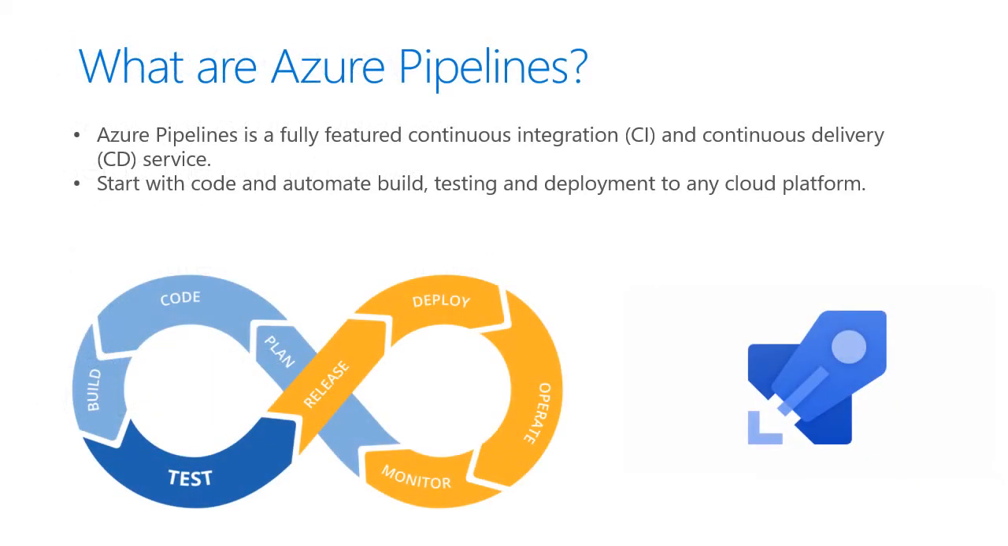What are Azure pipelines? Azure pipelines are fully featured continuous integration and continuous delivery, otherwise known as CI and CD service. You start with code. From there, you automate build, testing, and deployment to any cloud platform. For EasyRepro, we will focus on the planning, the code, the build, the test, and the release pieces.